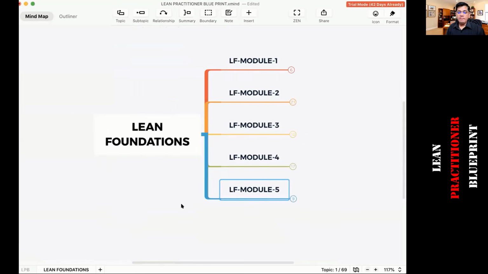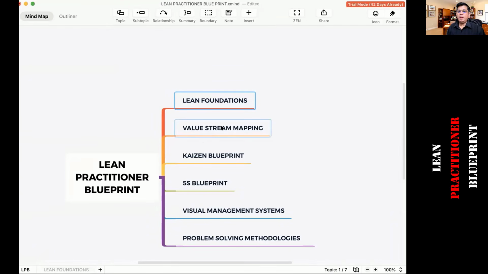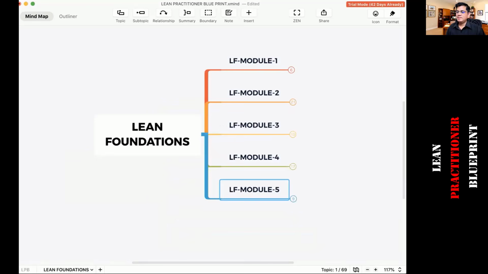So that is the entire set of modules on lean foundation. Similarly, I will send across on value stream mapping, Kaizen, 5S, visual management system, and problem solving methodologies. So if you feel it is useful, type useful in the comment box.